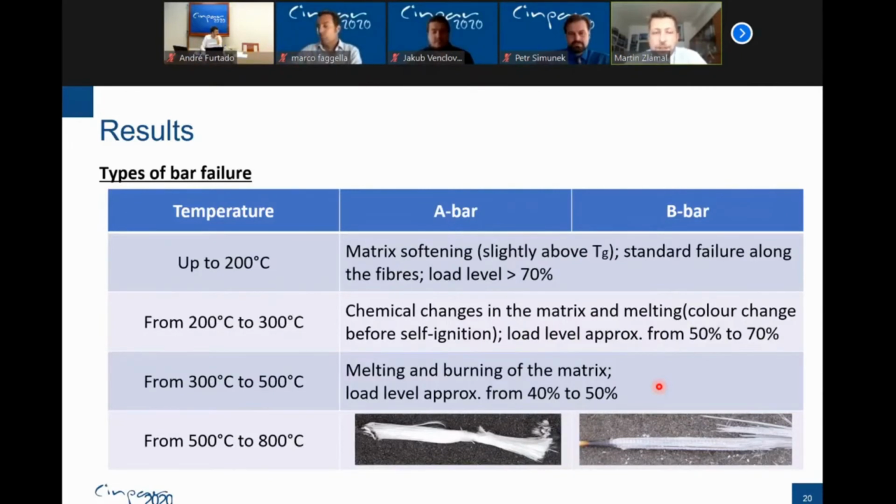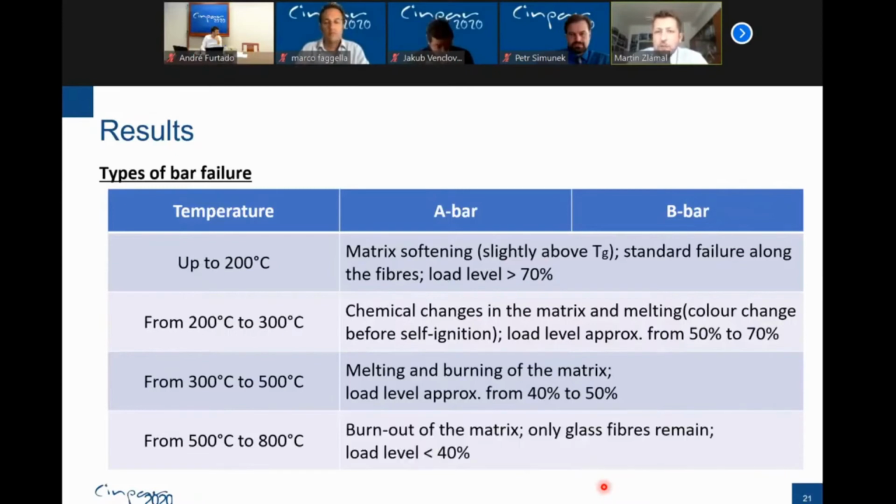The last stage is for temperatures greater than 500 degrees. We may observe that the color again is changed. Now we got here only white color because only glass fibers remain in the cross section and the whole matrix burned out from the cross section. So now we got here only the bearing capacity of fibers. But even for these temperatures, up to 500 degrees, the bars, only glass fibers, are able to carry the loading up to a load level of 40% of the tensile strength.